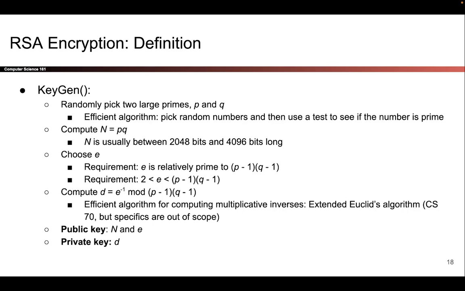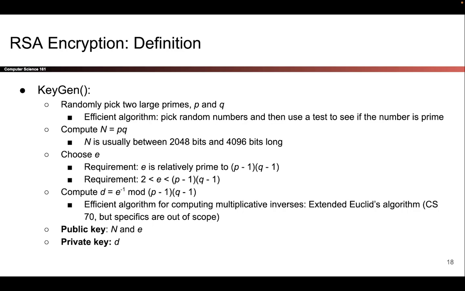The way that you generate the key is as follows. The first thing you do is randomly pick two large prime numbers, P and Q. And in case you're concerned that this can't be done efficiently, it actually can be. You can pick random numbers and then use some test to check if the number you chose is prime. It's a little bit out of scope, but you can show that this can be done efficiently.